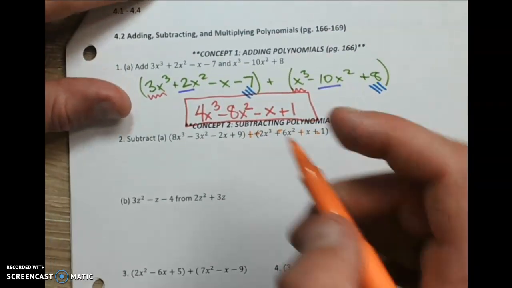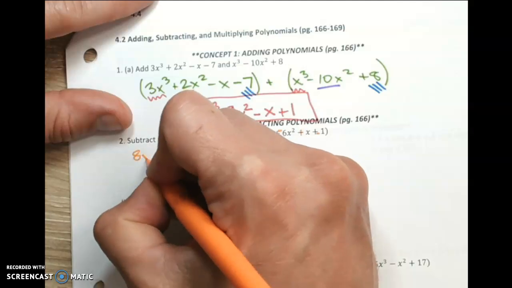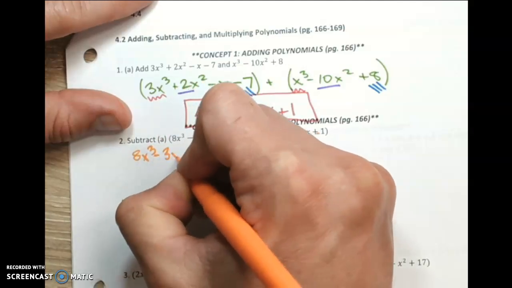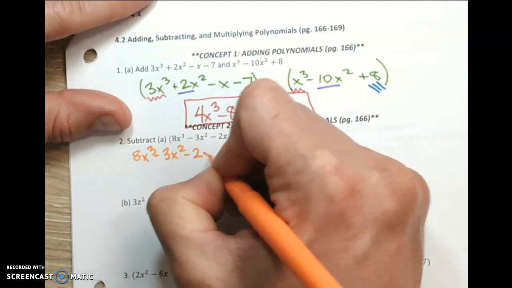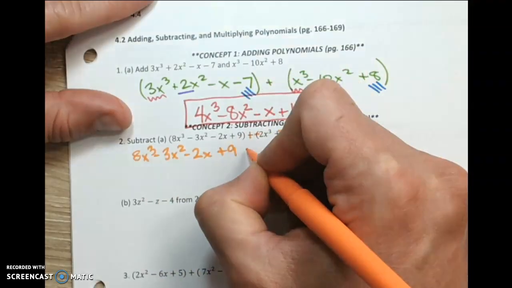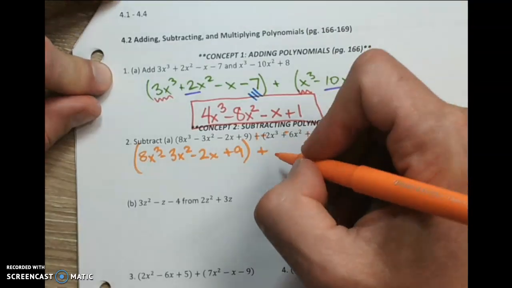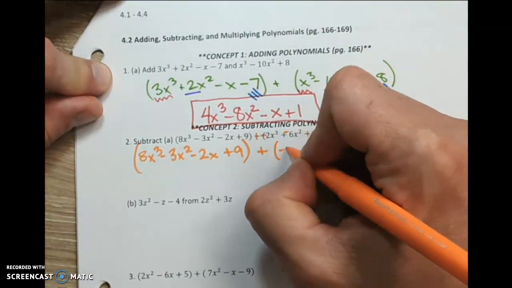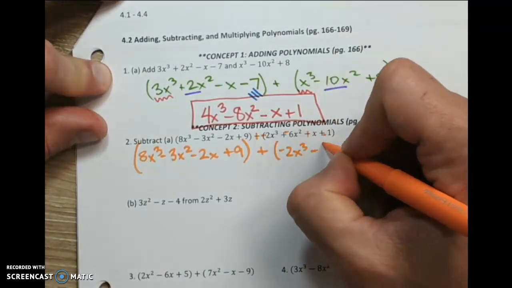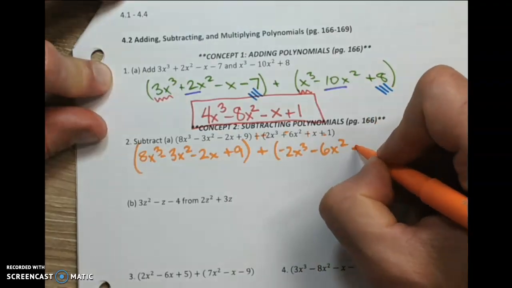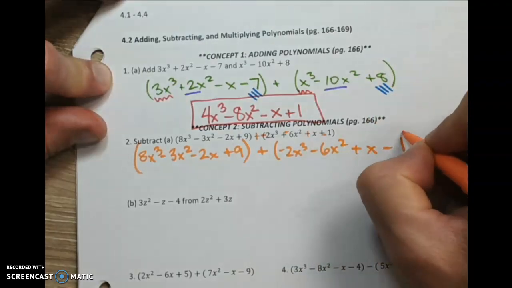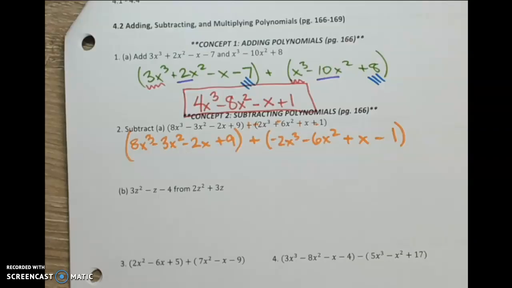I'm going to rewrite it. So I have 8x cubed minus 3x squared minus 2x plus 9. And now I changed it to a plus sign, adding polynomials just like we had before. And now it's negative 2x cubed minus 6x squared plus x minus 1. Go back and combine your like terms.